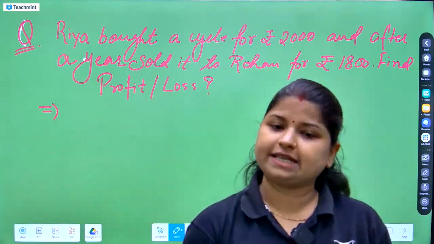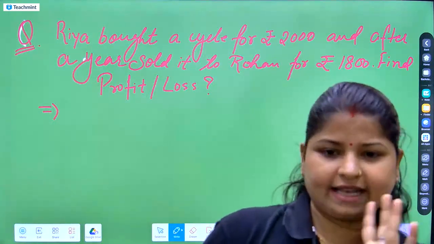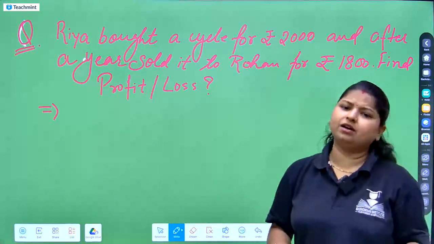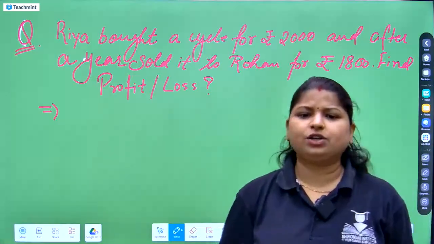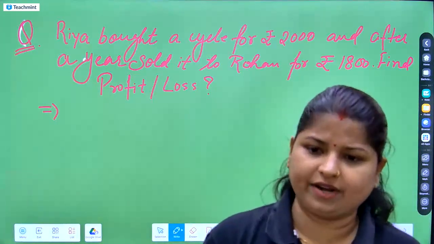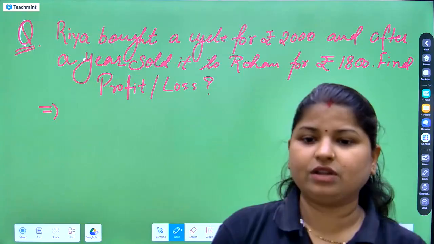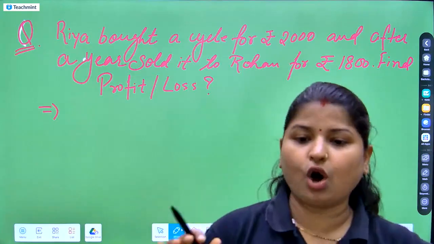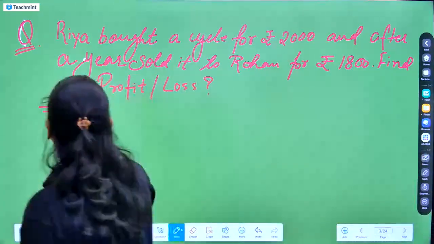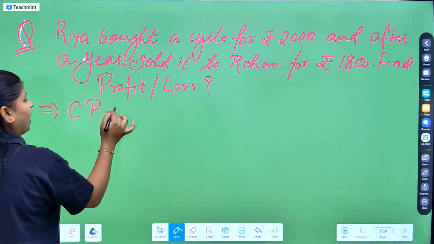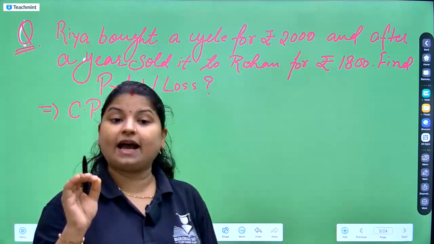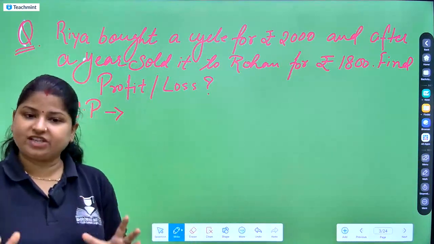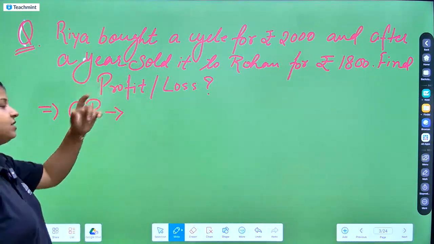So here the question says that Ria has bought a cycle for rupees 2000 and after using it for 1 year, she sold it to Rohan for rupees 1800. Now you have to find out whether she incurred profit or loss. Okay, so I know the cost price. Why the cost price? Because it is the price at which the cycle has been bought. Cost price is the purchasing price. So purchasing price is rupees 2000.